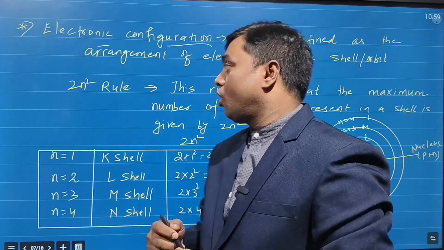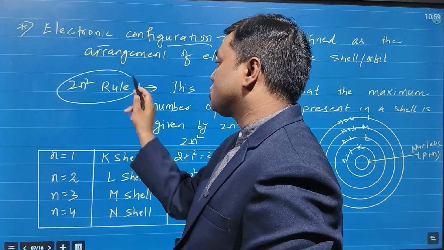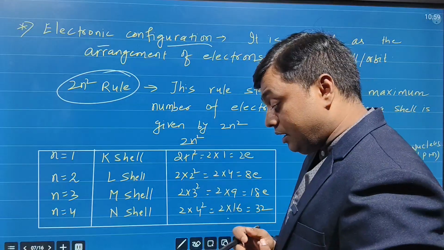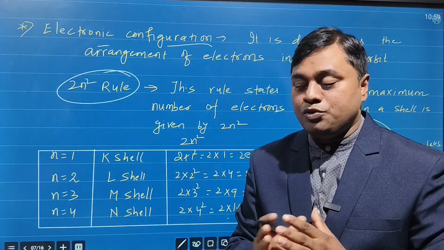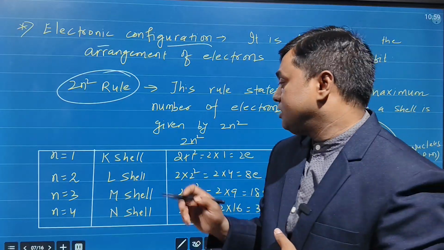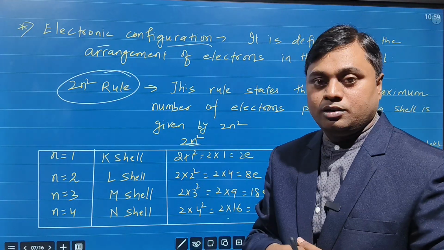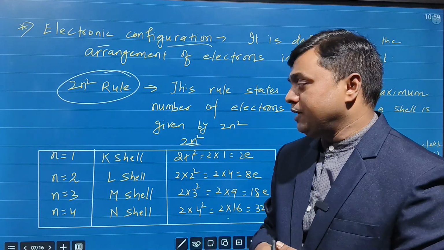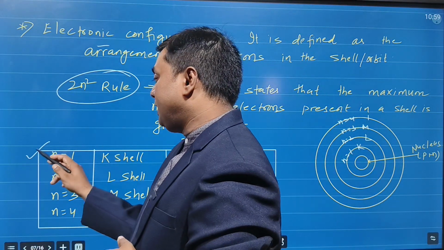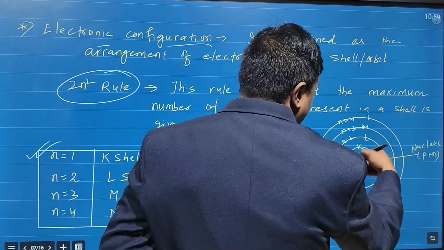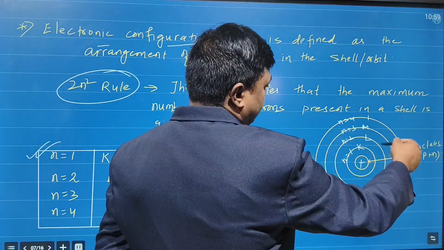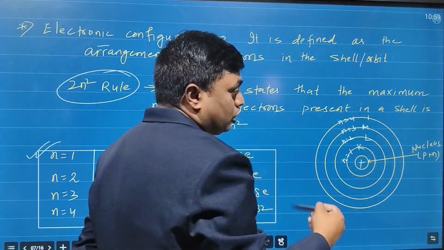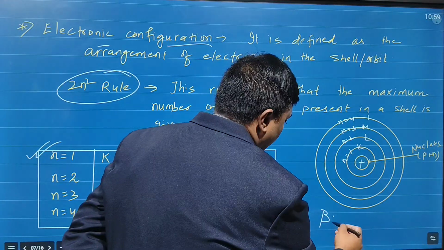Yes or no? It follows one rule called the 2n square rule. This rule states that the maximum number of electrons which can be present in a shell is given by 2n square. This was given by Bohr. As I told you, an atom contains a nucleus and electrons revolving in circular paths, that is called a shell or orbit. So this was given by Bohr.